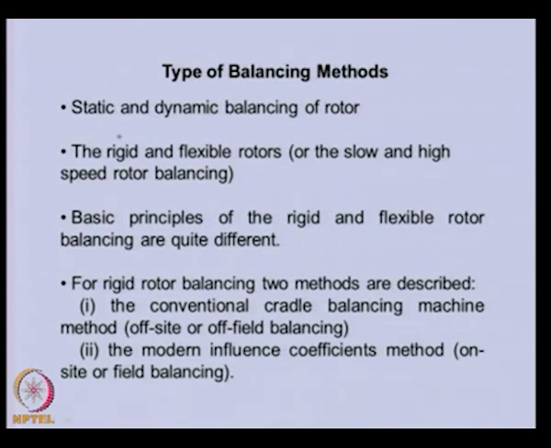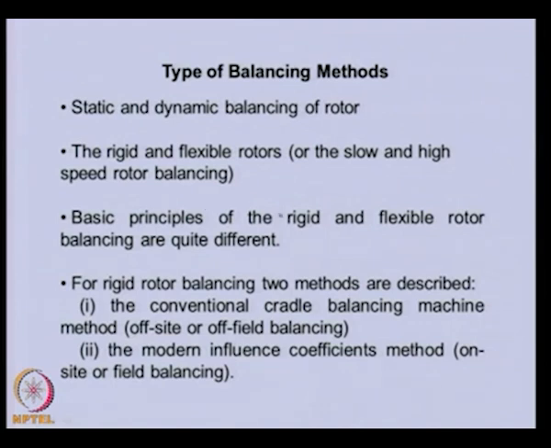And in the rotor itself we have two classes of balancing, that is rigid rotor and flexible rotor balancing, or sometimes it is called slow speed or high speed rotor balancing. As the name implies, we will explain what the rigid rotor and flexible rotor are, and the difference between them, in more detail subsequently. But in general, if the rotor is rotating at slow speed, we do rigid rotor balancing, and at high speed, especially near critical speed or above critical speed, we do flexible rotor balancing.